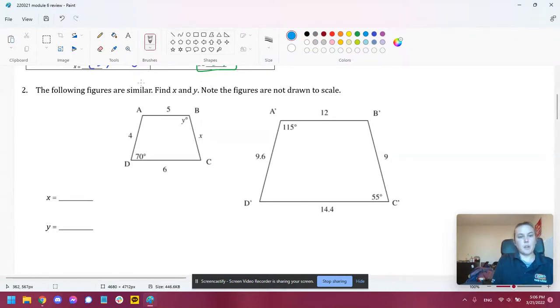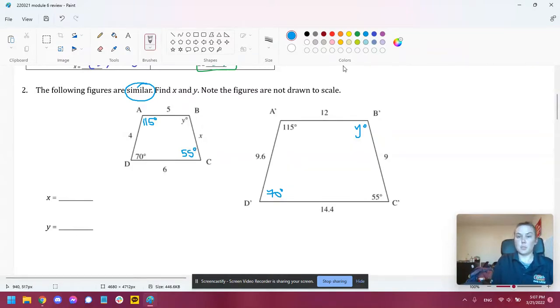Number 2, the following figures or shapes are similar. Find x and y. Note the figures are not drawn to scale. Yeah, I can't draw. That's not going to change between now and tomorrow. Similar means two different things, right? Similar means, first off, all of our angles are equal. So every angle I have over here, I can just write in over here. And same over here, I can write in the ones on the right onto the left figure.